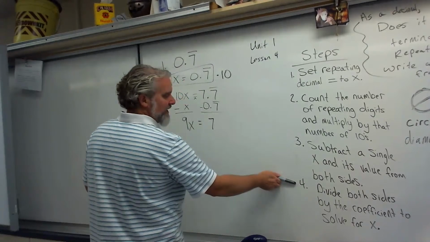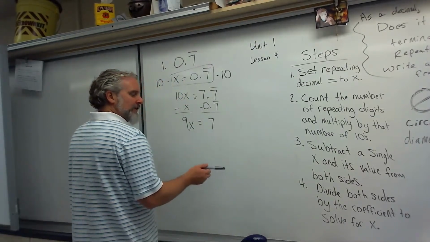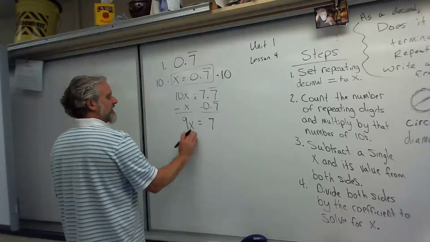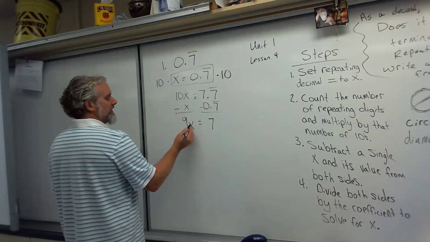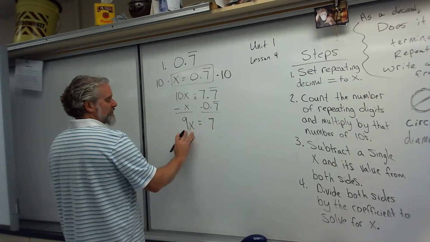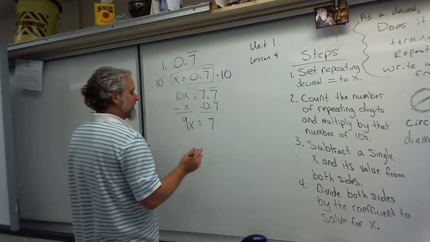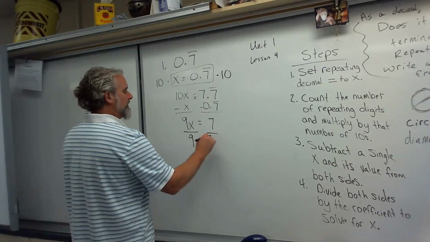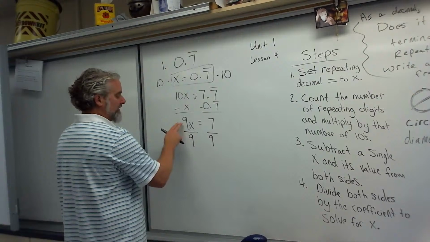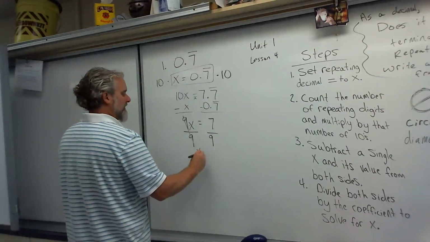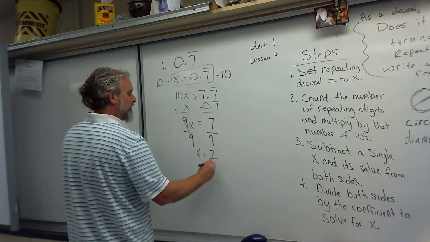Step 4 says divide both sides by the coefficient to solve for x. So the coefficient, we're looking at the number or the value in front of x. When you have a number next to a letter, that means they're multiplying. So we're going to do the inverse operation, which is to divide. We're going to divide both sides by the coefficient, or divide by 9 on both sides in this case. And we get x equals 7 over 9.